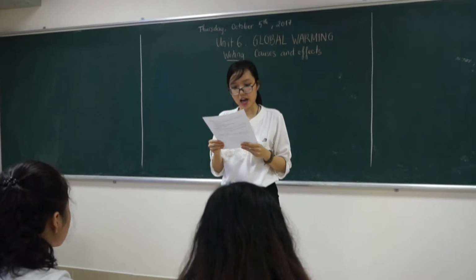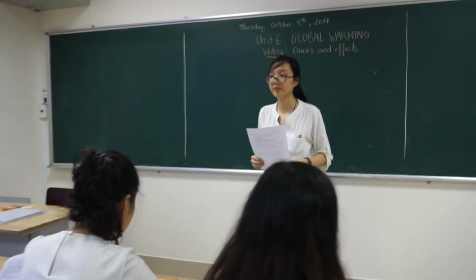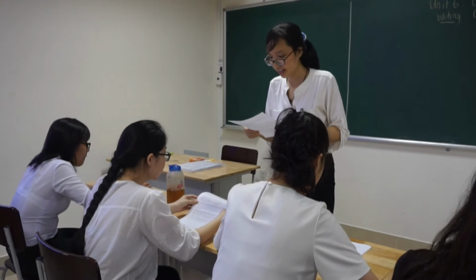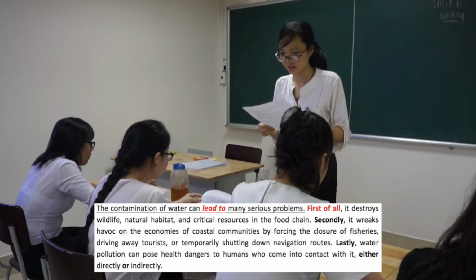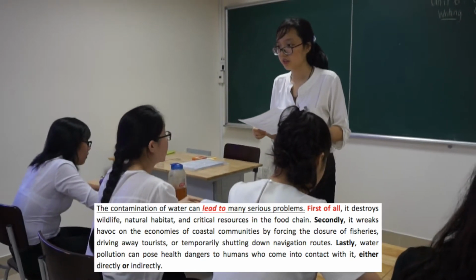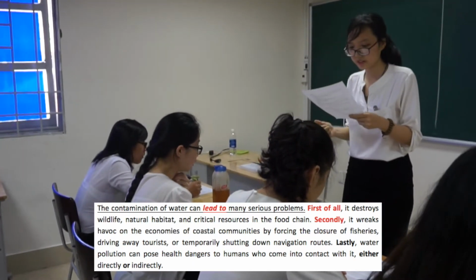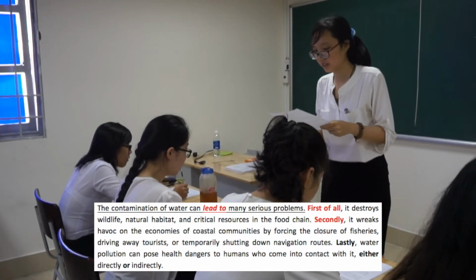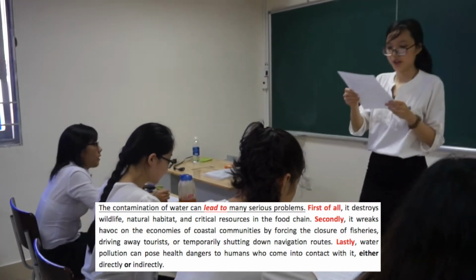And then, how many effects are mentioned in this paragraph? B, please. There are 3. Yeah. Okay, so first of all, it would destroy wildlife, natural habitat, and critical resources in nature. Yeah, the nature, right? Effects on the nature. And then the second effect, it will affect the economy. Yeah, economies. And then the last one, it will affect the health. Yeah, the health. Right.